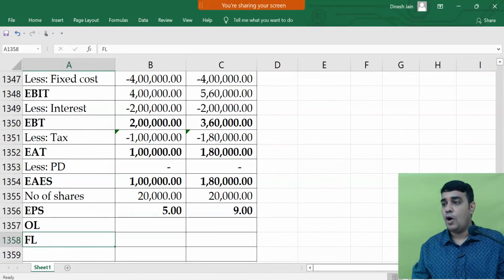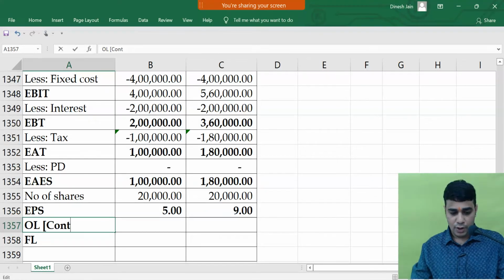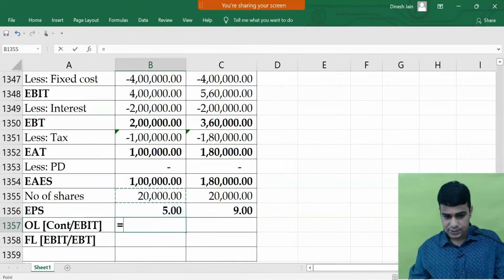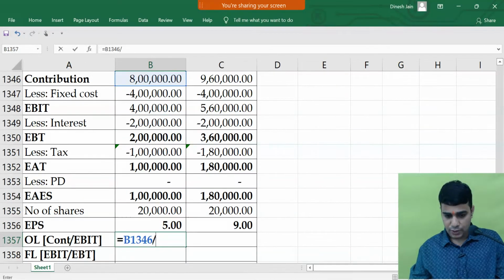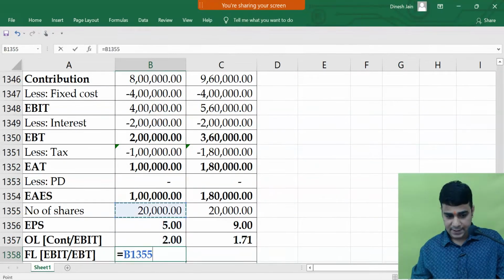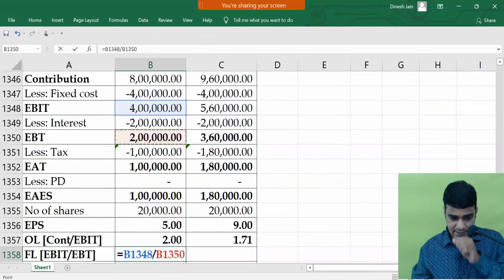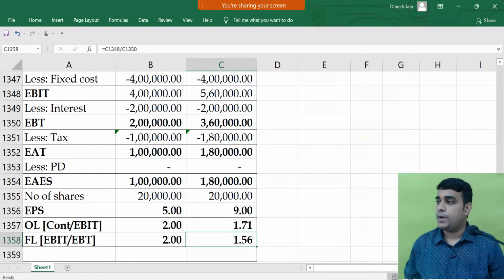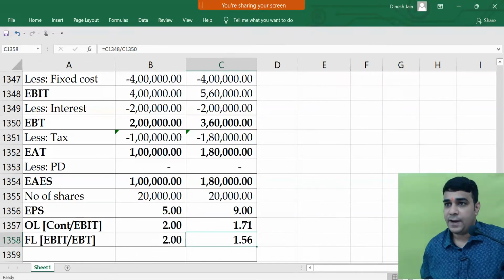Operating leverage formula is contribution by EBIT. FL formula is EBIT by EBT. There is no preference dividend in this question. So, my operating leverage is contribution of 8 lakh by EBIT of 4 lakh, 2 times and 1.71 times. This is EBIT by EBT, 2 times and 1.56 times.